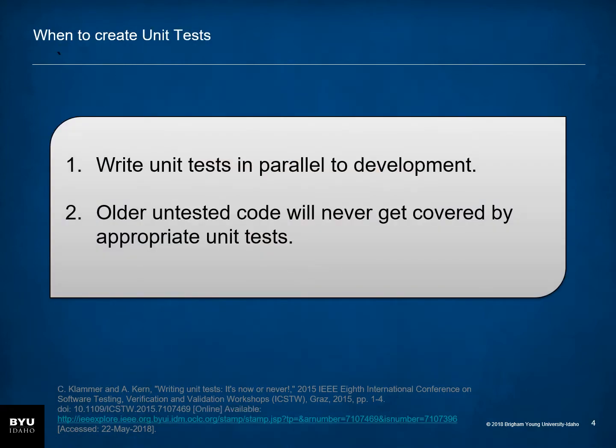So when do you create unit tests? Klaus Klamer and Alban Kern presented at the 2015 IEEE 8th International Conference on Software Testing their research on unit testing as they investigated tests written for a large industrial software program written in Java over 10 years. They found that the easiest way to ensure testability is to write unit tests in parallel with development, and that it was unlikely that old untested code would ever get covered by appropriate unit tests later in the development cycle.